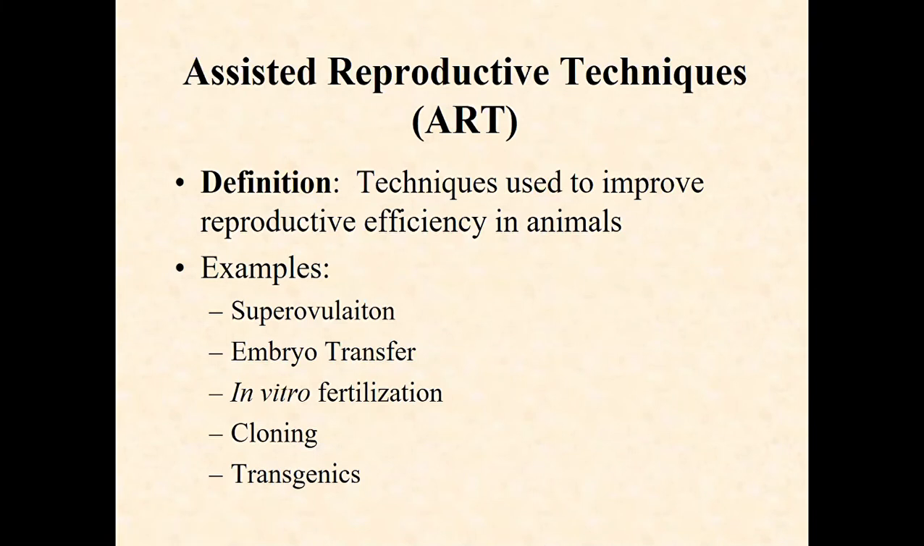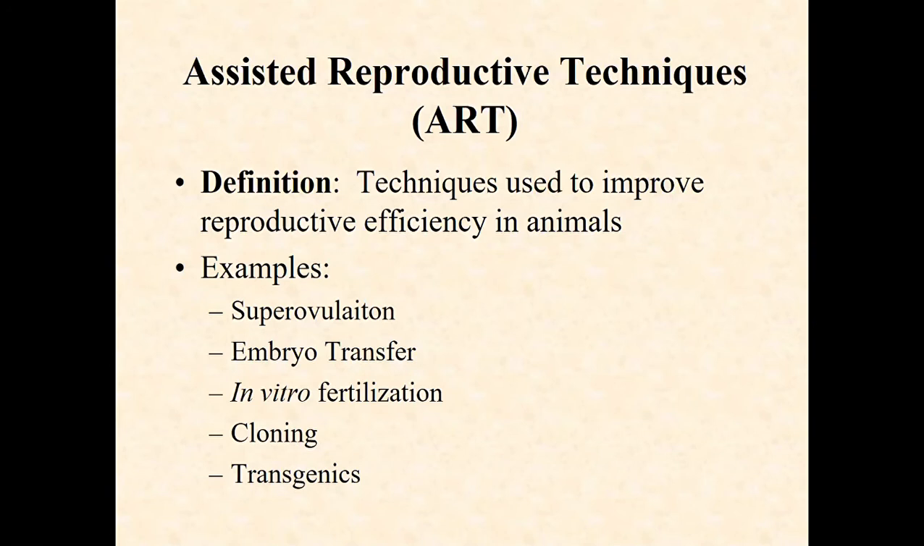Assisted reproductive techniques. These are techniques used to improve reproductive efficiency of animals. So you have superovulation, and we'll go into these in detail a little bit later in the PowerPoint. Superovulation is the process of inducing an animal to release more than one egg. Embryo transfer is the last part of the in vitro fertilization process.